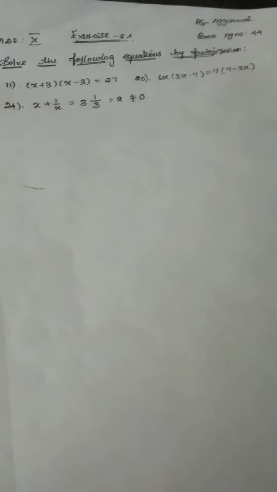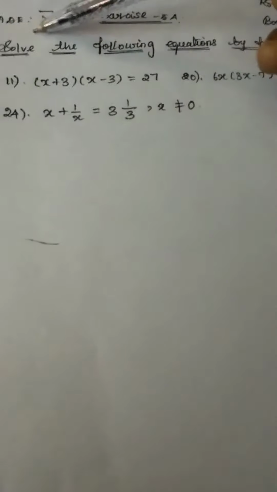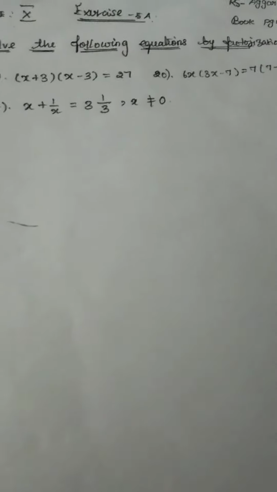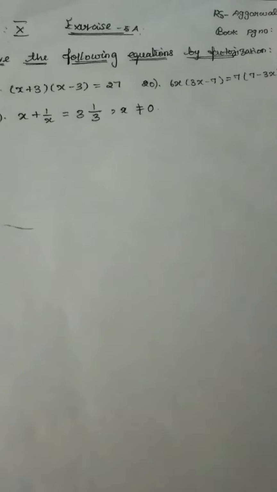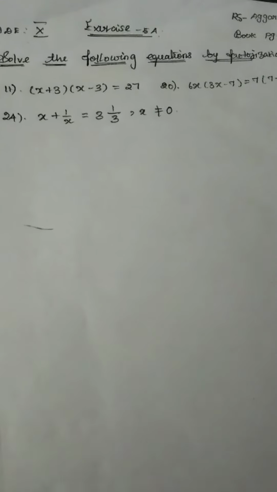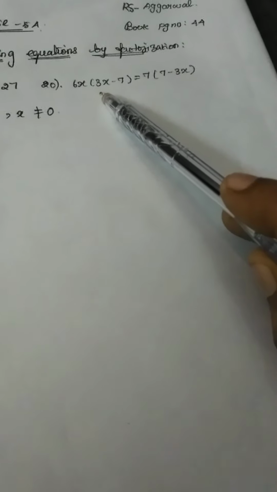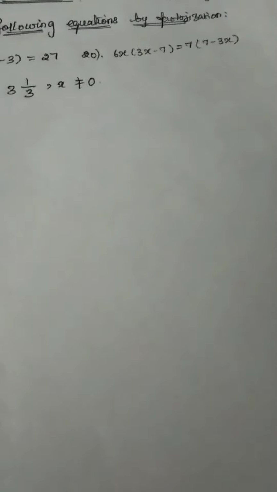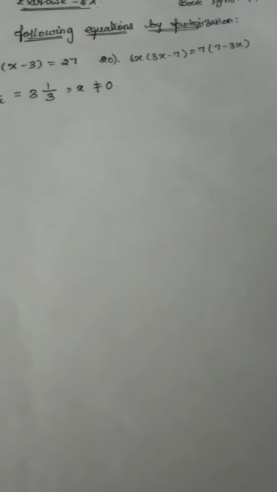Just look here at your 11th question. It is given here: x plus 3 into x minus 3 is equal to 27. When we look at the question, we cannot say whether it is in quadratic form or not, right? For questions like these, we want to completely solve the given equation. Look at your 20th problem. Here also the question is given like 6x into 3x minus 7 is equal to 7 into 7 minus 3x. So this also we couldn't say is quadratic or non-quadratic. Only after solving the given equation do we come to know whether it is a quadratic or non-quadratic equation.